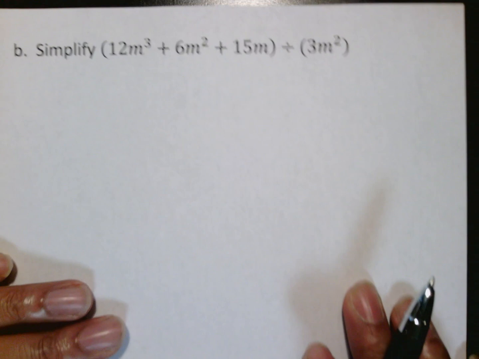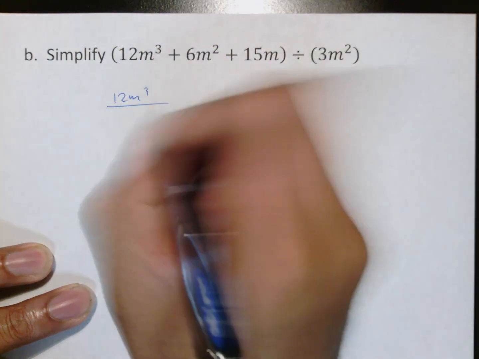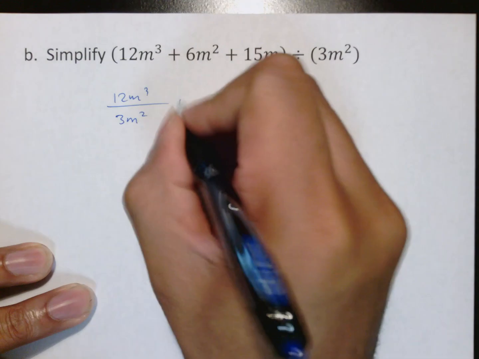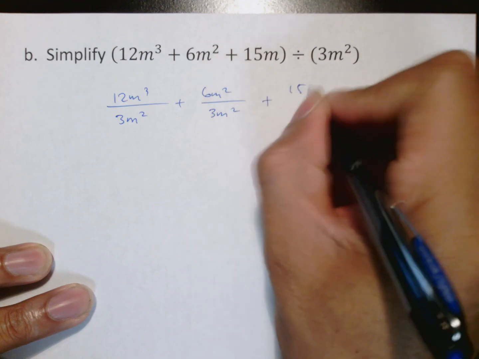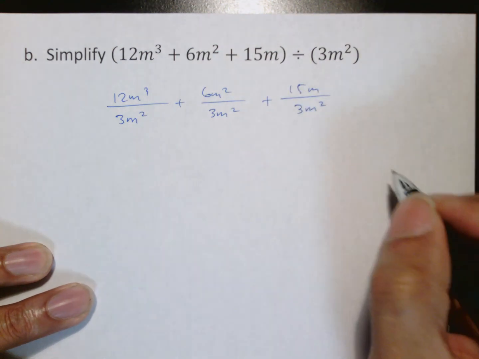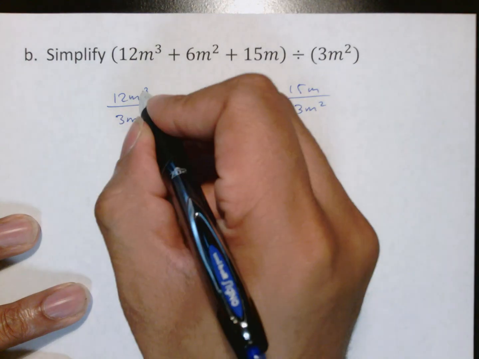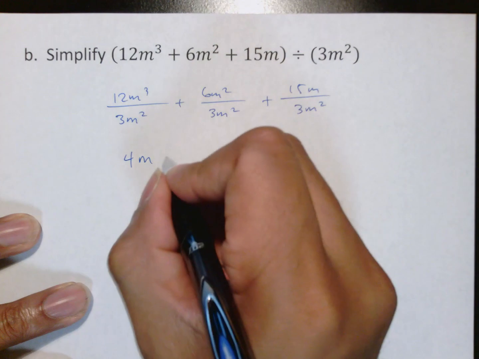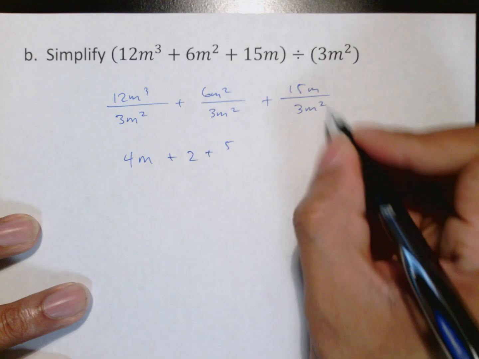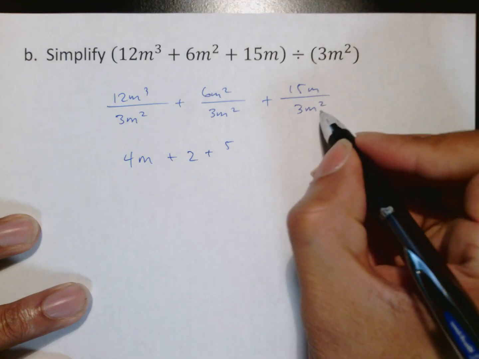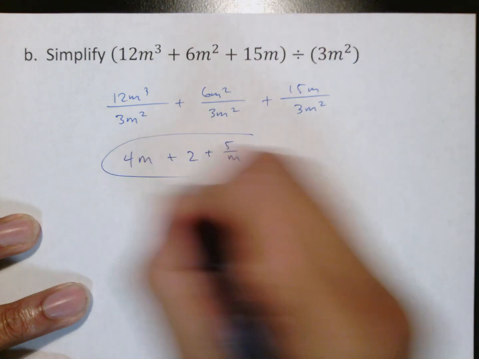And then one more real quick. Again, if you're dividing this by a monomial, we would simply take the 12m to the 3rd over 3m squared. We would put the 6m squared over 3m squared, and we would put 15m over 3m squared. Again, this would turn into 4m, because 12 divided by 3 is 4 with 1 m left over. This would turn into a positive 2 with no m's. And the funny thing here is, yes, this is a 5, but there would be an m on the bottom if you look here, because there's more m's on the bottom. And so you put 5 over m would be your answer there.